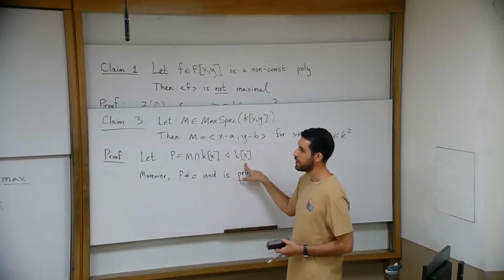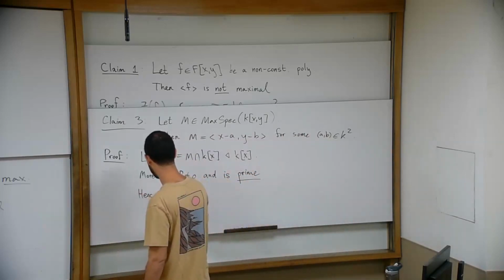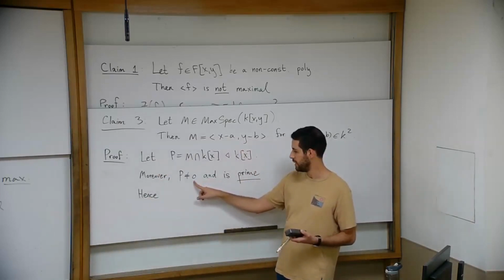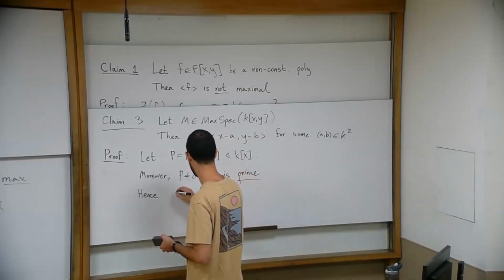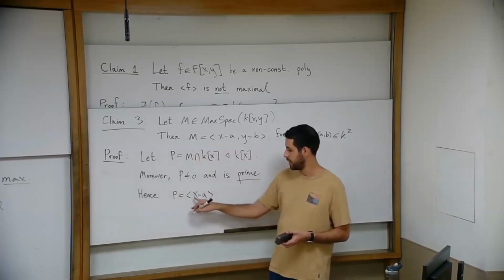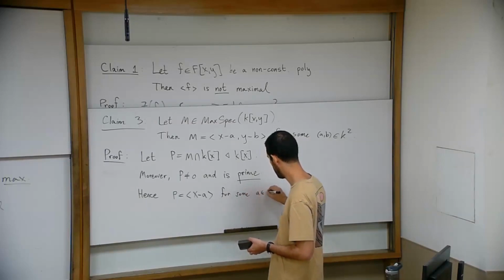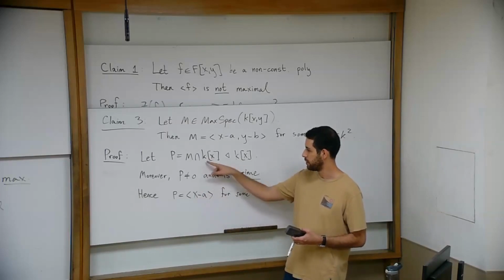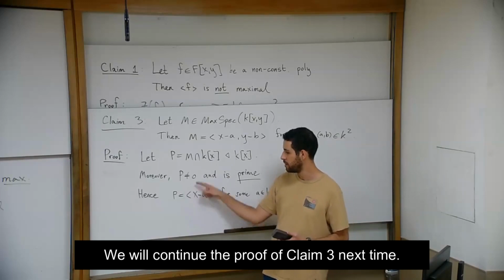But what are the prime ideals of K[x]? Last time we saw that the zero ideal is prime, but P is non-zero. And the others are ideals that are generated by x minus a for some a. So remember last time we saw that the spec of K[x], the set of prime ideals in K[x], is exactly the set of all the ideals of this form plus the zero ideal.